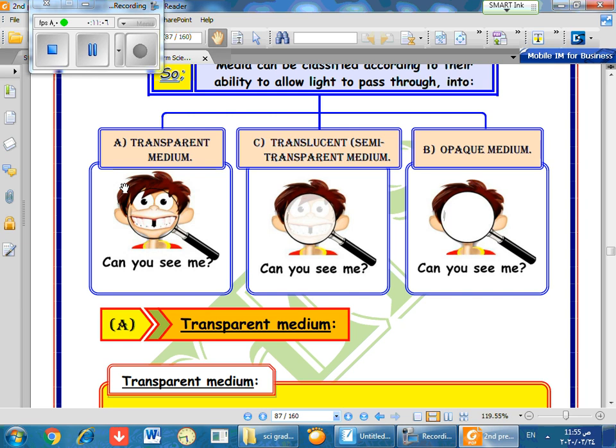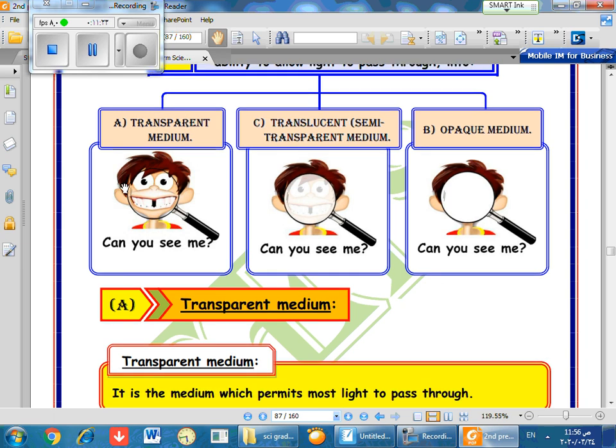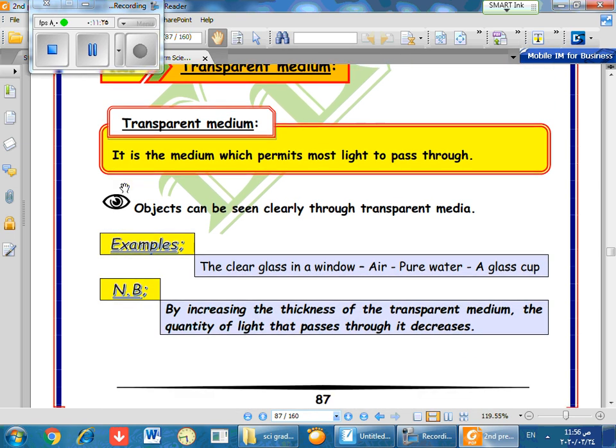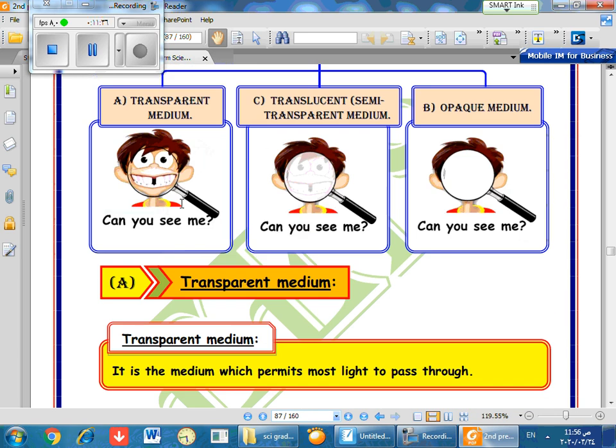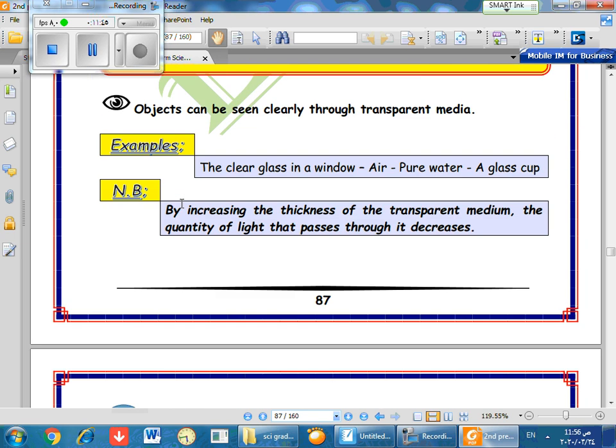Who can define what is meant by an opaque medium? An opaque medium, like the door, the wood, the iron, the milk, the black honey, doesn't allow light to pass through it. So we have three different mediums. The first is the transparent medium that allows most of the light to pass through it. The second is the translucent or semi-transparent medium which allows only some or part of the light to pass through it.